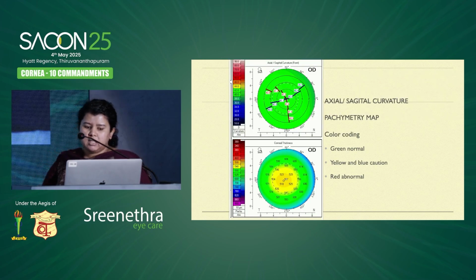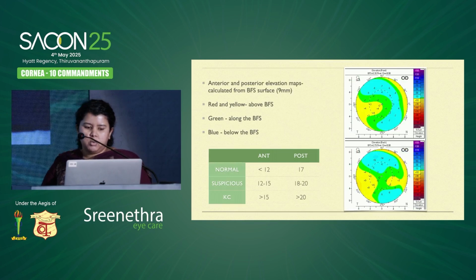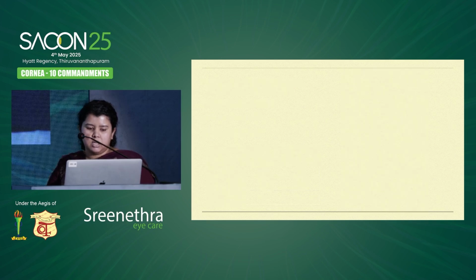And next, moving on to the axial and sagittal curvature, the pachymetry map and axial curvature map. Green coding is considered normal, yellow and blue should be viewed with caution, and red is abnormal. Next is the anterior and posterior elevation map, which is calculated from the 9 mm zone. Red and yellow are above the best fit sphere, green is along the best fit sphere, and blue is below the best fit sphere. And anterior elevation more than 15 is considered as keratoconus, and posterior elevation more than 20 is considered as keratoconus.